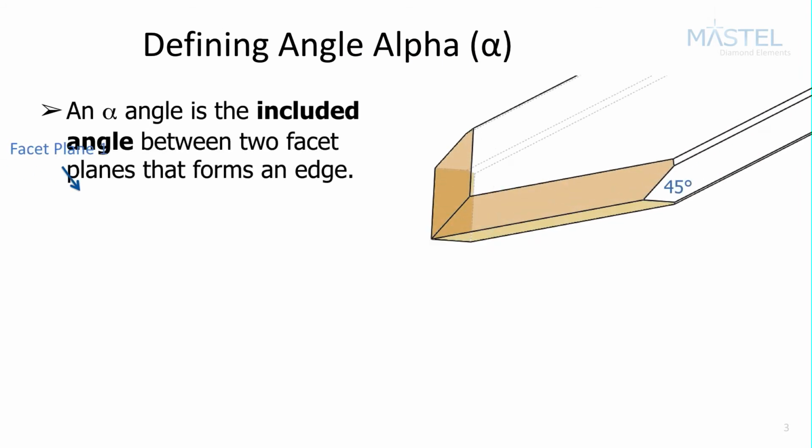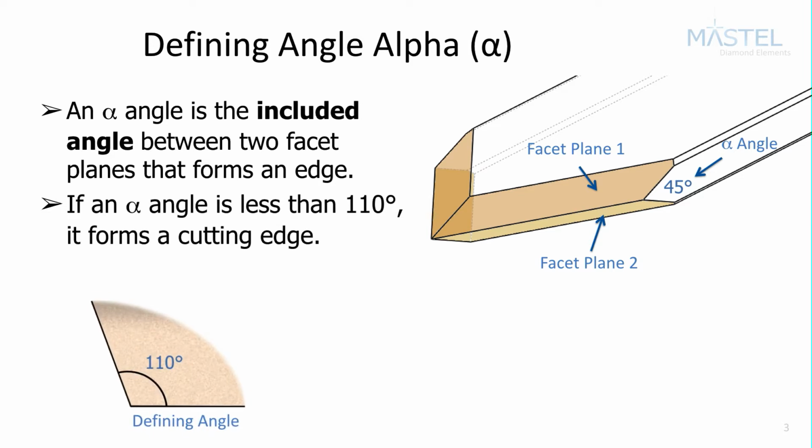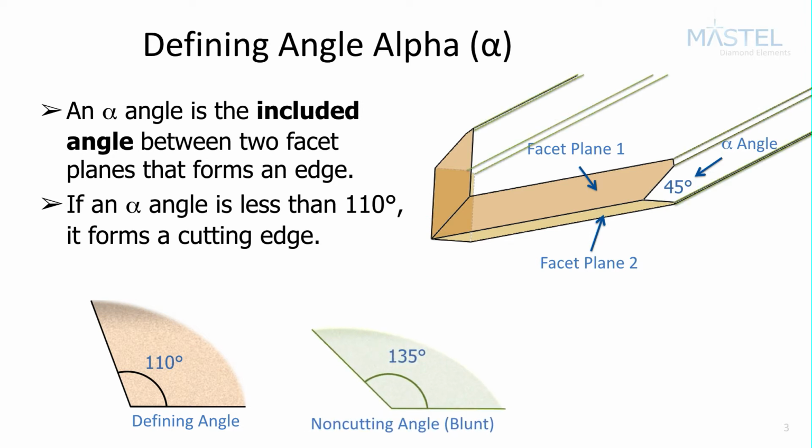An alpha angle is the included angle between two facet planes. As such, all edges on a diamond blade have alpha angles. A cutting angle is defined as an angle that is less than 110 degrees. There are two major types of alpha angles: non-cutting or blunt, and cutting angles.